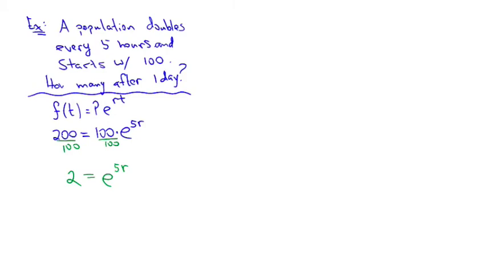Take ln of both sides, so you're going to get the ln of 2 is equal to 5r, because ln and e will cancel. I shouldn't say cancel. Poof. And you get 5r. And to solve for r, you just divide by 5. So r is approximately what? It's exactly ln of 2 over 5. But what is it approximately?